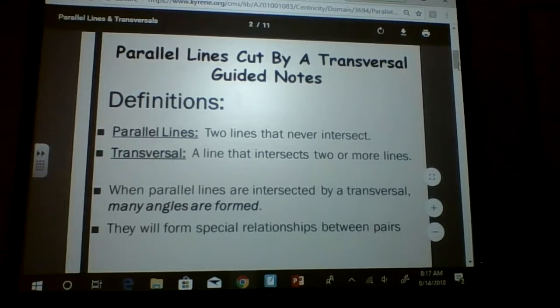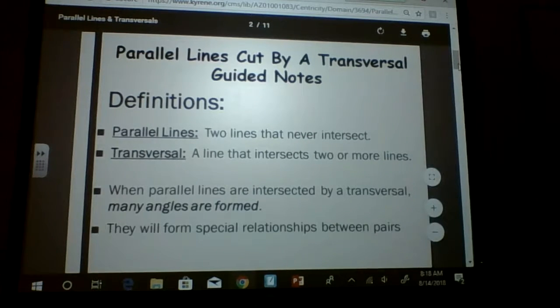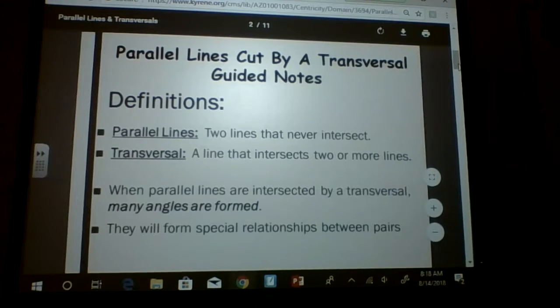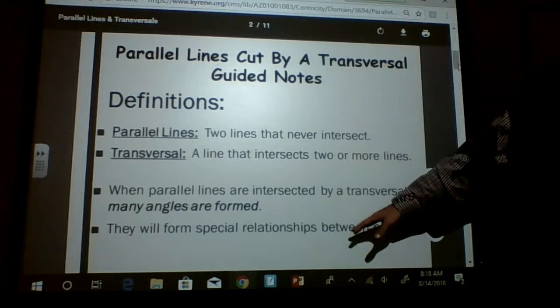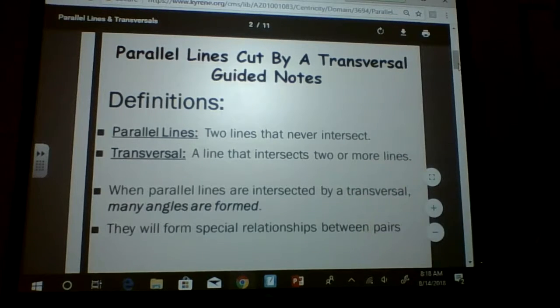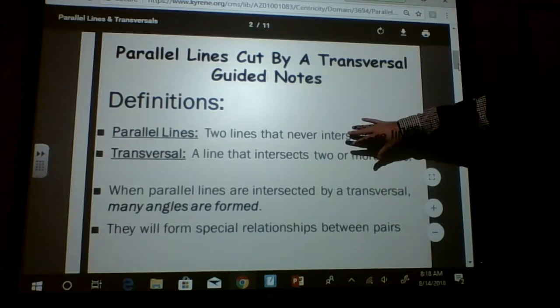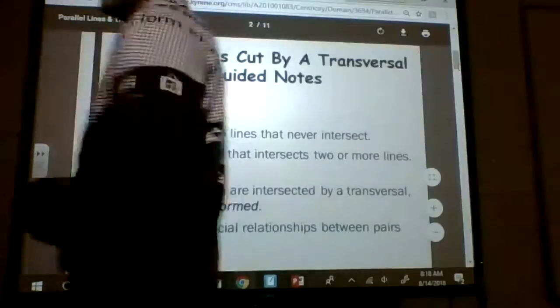Okay, so as we mentioned, parallel lines are two lines that never intersect, and a transversal is a line that intersects two or more lines. So not necessarily, I shouldn't have said parallel lines. A transversal intersects two or more lines. All right, and don't worry about writing these bottom two down because you're going to see the relationships. And it's obvious that many angles are formed when you do that. So just worry about these top two bullets. Feel free to pause right here if you need to. If not, we're going to keep moving on.